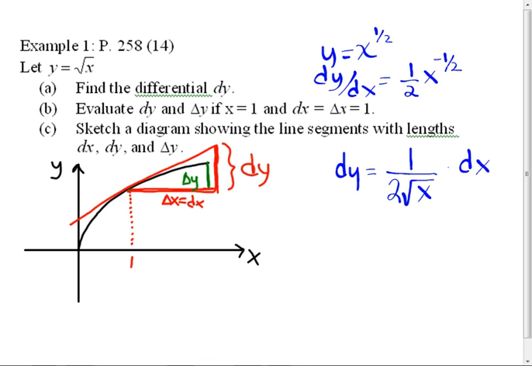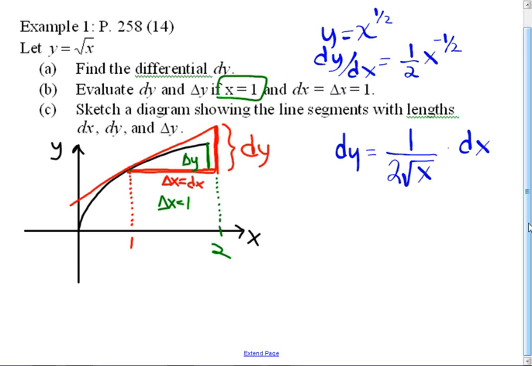So I want to find my dy and delta y starting at 1, and my delta x is equal to 1. So delta x equals 1. So where am I going to be over here on my x's? 2. Okay, it's not drawn to scale. It's okay. Well, what's dy? Dy is just this little distance right here. So dy equals 1 over 2.